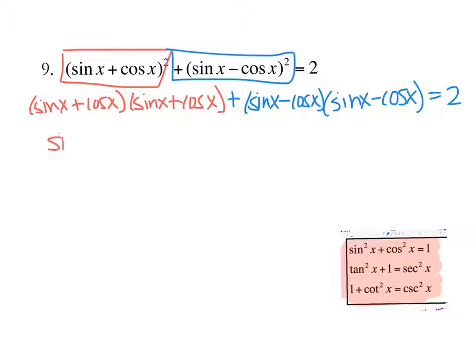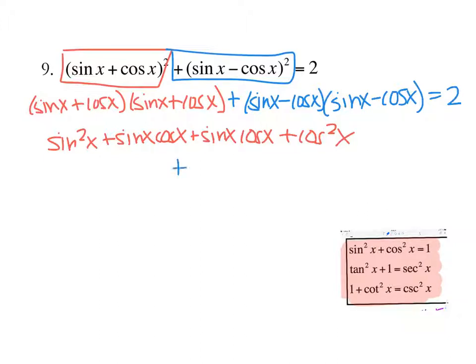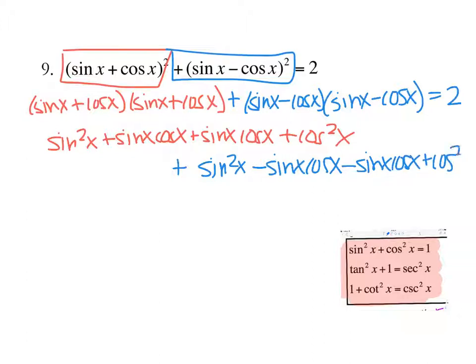Sine x times sine x is sine squared x plus sine x cosine x plus sine x cosine x plus cosine squared x. Then we FOIL the other part, so then it's going to be, I have to write this down here, plus sine squared x minus sine x cosine x minus sine x cosine x plus cosine squared x.